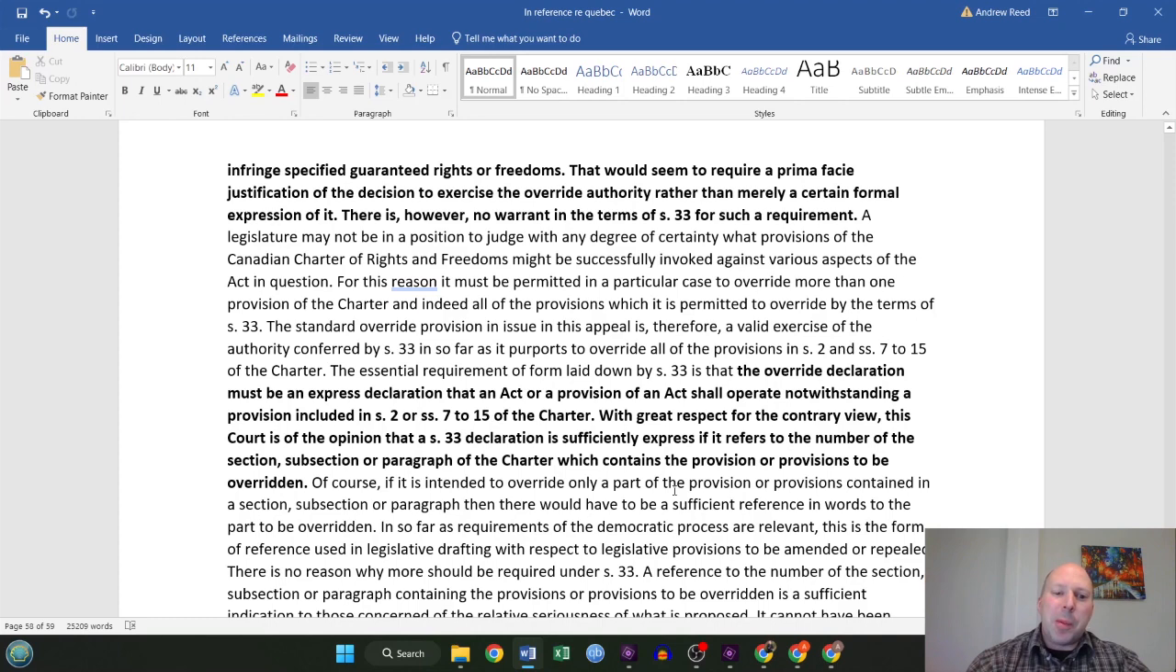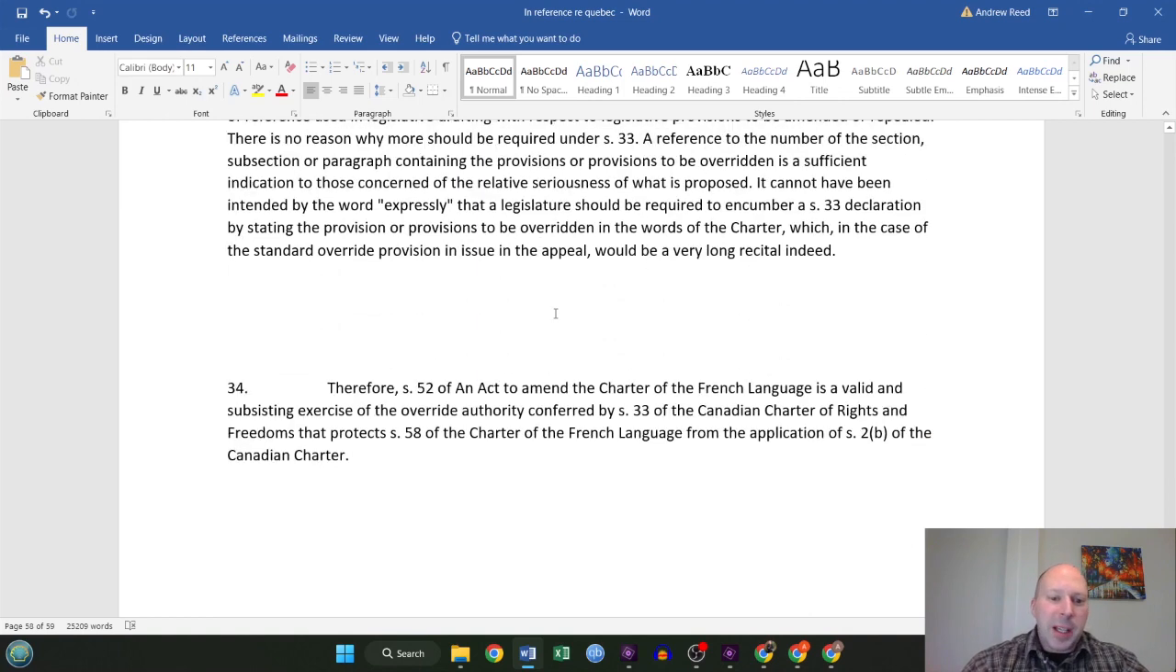The override declaration must be an express declaration that an act or provision of the act shall operate notwithstanding a provision included in section 2 or subsection 7 to 15 of the Charter. So although the Supreme Court had great respect for the view of the Court of Appeal, and that politicians should be held accountable and should list the rights and freedoms did make sense as an argument to them, the Supreme Court said nonetheless, a section 33 declaration is sufficiently express if it refers to the number of the section, subsection, or paragraph of the Charter which contains the provision or provisions to be overridden. So in this case, they said the act to amend the Charter was a valid and subsisting exercise of the override authority conferred by section 33 of the Canadian Charter of Rights and Freedoms.